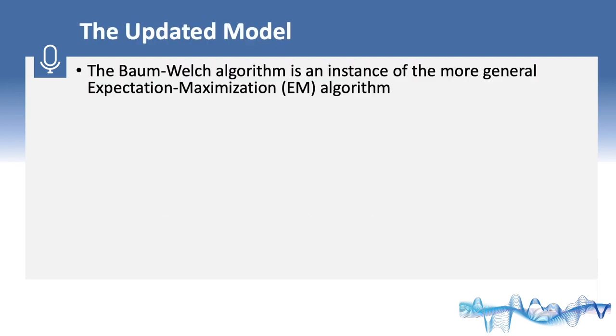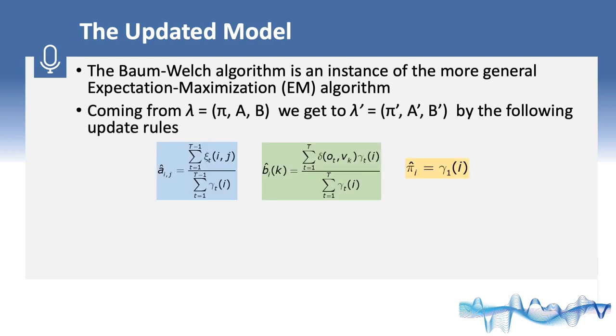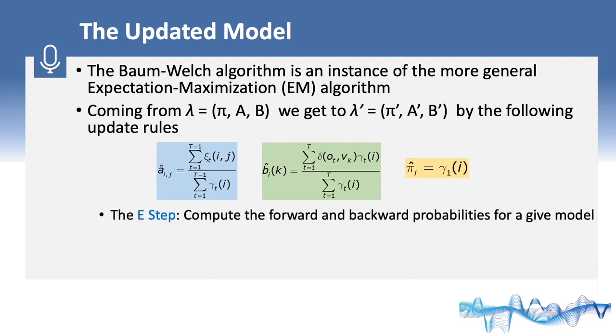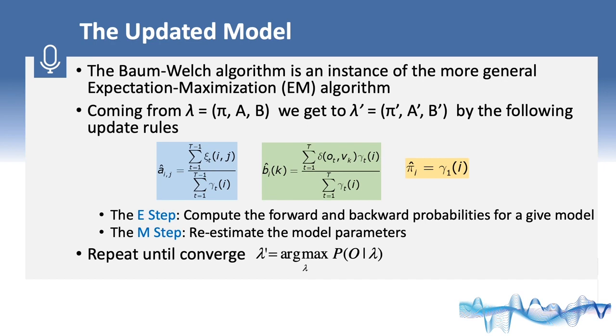The Baum-Welch algorithm is an instance of the more general expectation maximization (EM) algorithm. Coming from lambda equal to (pi, A, B), we get to another lambda = (pi, A, B) by the following update rules. The E step: compute the forward and backward probabilities for a given model. The M step: re-estimate the model parameters. The 2 steps repeat until convergence.